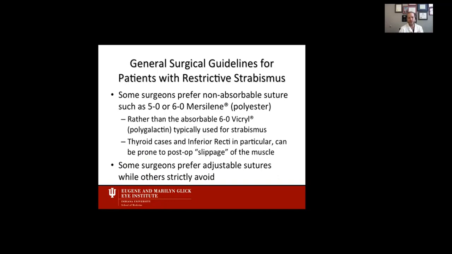Sometimes these thyroid cases or restricted cases are prone to slippage, and that brings us to this bottom point. They're unpredictable, and that's why some people like adjustable sutures. On the other hand, they may not heal in position quite as well, and that's why some surgeons have the converse opinion and strictly avoid doing adjustables on restricted cases or thyroid cases in particular. You might also consider using a non-absorbable suture because of this slippage problem, and a 5 or 6-0 Mersilene is frequently a good choice, particularly if you're doing large recessions.